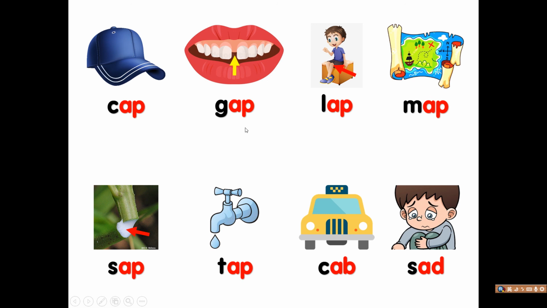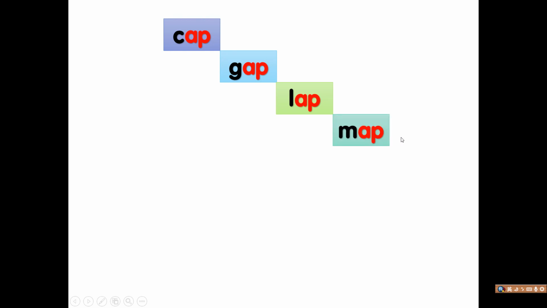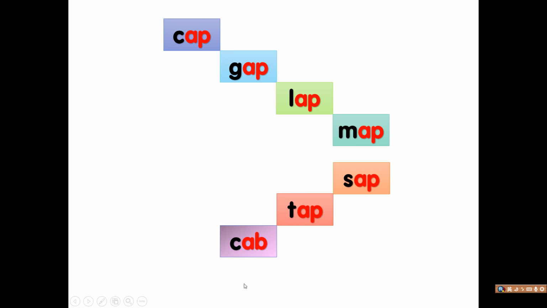Let's read again. Cap, gap, lap, map, sap, tap, cab, sad. Very good. Now, what is this? Cap. What is cap? 帽子. Gap. What is gap? 细缝或者有洞. Lap, L-A-P. What is lap? 大腿. Map, M-A-P. What is map? 地图. Sap, S-A-P. What is sap? 树枝或者树叶. Tap, T-A-P, 水龙头. Cab, C-A-B, 德士. Sad, S-A-D, 伤心.